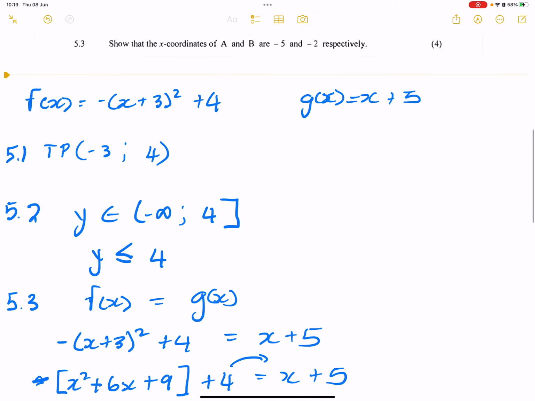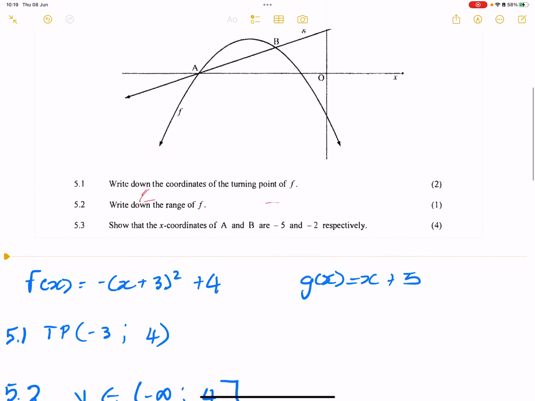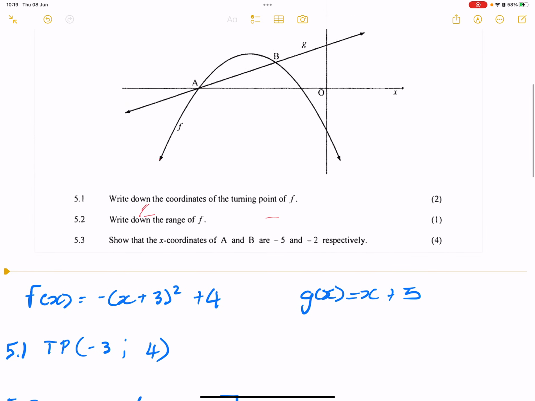So definitely, we know that negative 5 would be associated with A, right? And negative 2 with B. Now, they did say the x coordinates. What we would have done to find the coordinates, I mean, we know at A, that would be negative 5 and 0. And at B, that's negative 2.